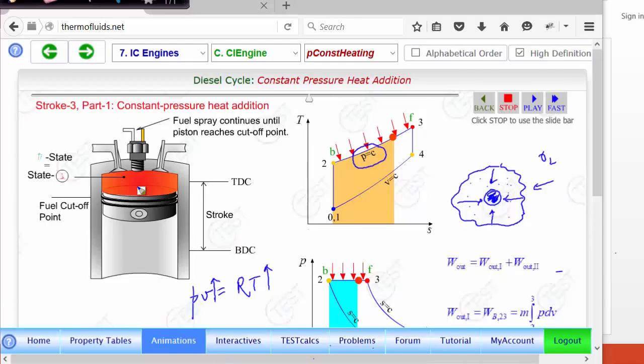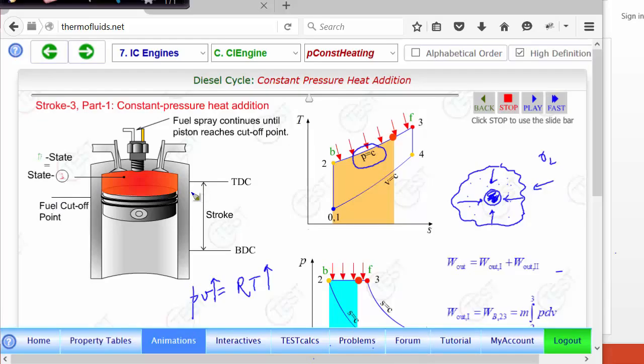Anyway, that's an aside. So we'll assume that adding fuel is the same as adding heat at constant pressure. That's the chief difference between a diesel engine and an Otto engine. In an Otto cycle, the volume remains constant when the heat is added, and in a diesel cycle, pressure remains constant when heat is added. However, the heat addition doesn't continue for a long time, and the spray stops at a certain point. It's called the fuel cutoff point.